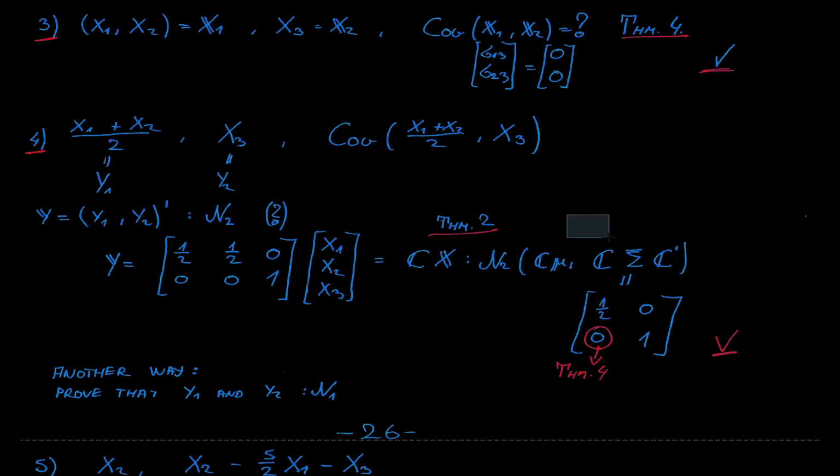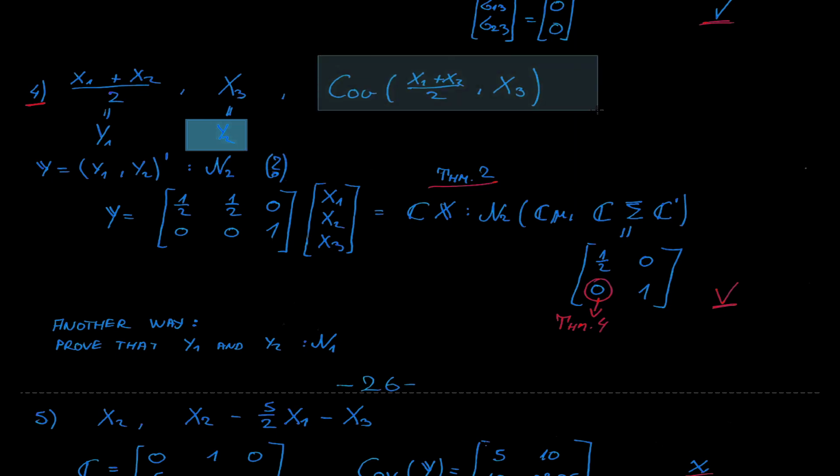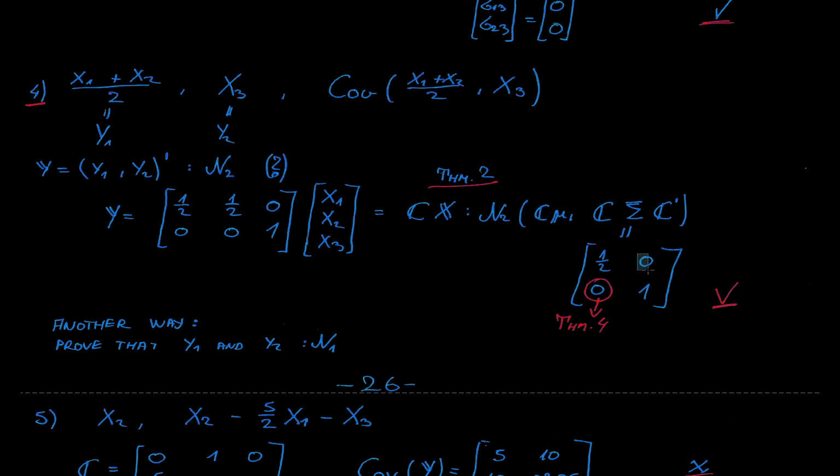But we are interested only in our covariance matrix. So we need to multiply, because we know by the theorem how the covariance matrix looks like. And from there we can see that our sigma 1,2 in this case is the covariance between y1 and y2, what we need. So this covariance is 0. Now we can use theorem number 4 and say that they're independent.